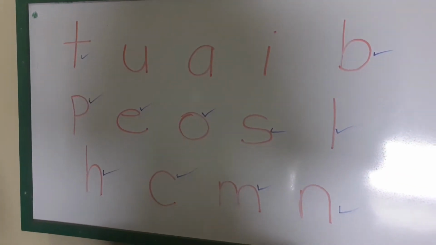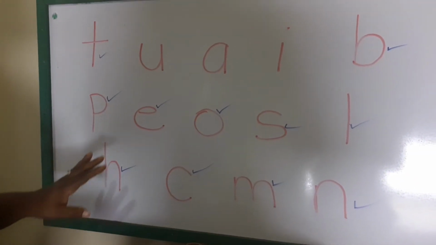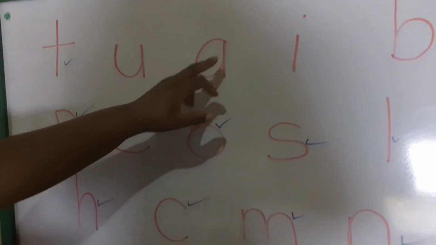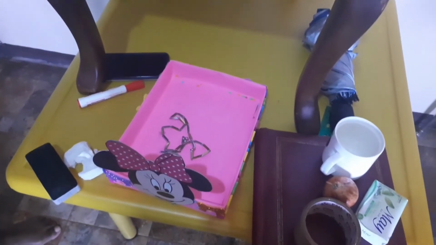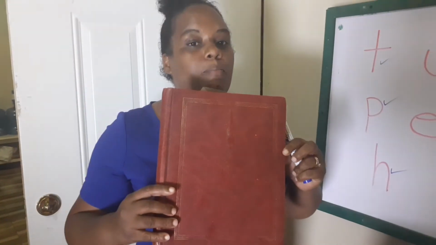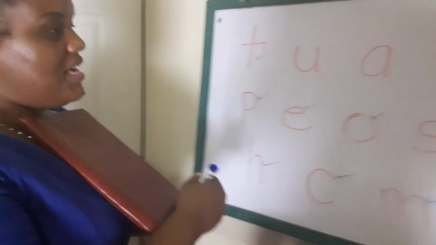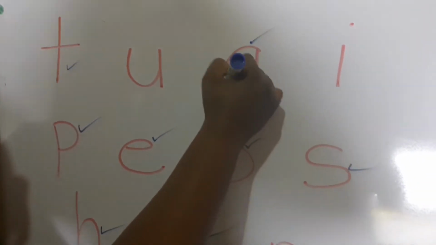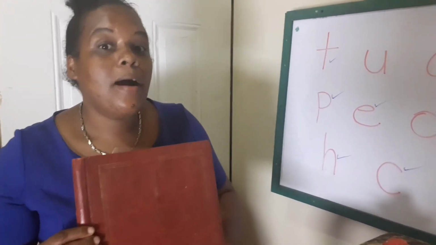How many letters do we have? I'm wondering if little Minnie Mouse has an object for all the letters that are left on the board, which are U, A, and I. Little Minnie Mouse, do you have another object that begins with A or letter A? Oh, yes, she does. She has an album. Album begins with A sound. And this is letter A says A. A says A for album and apple.